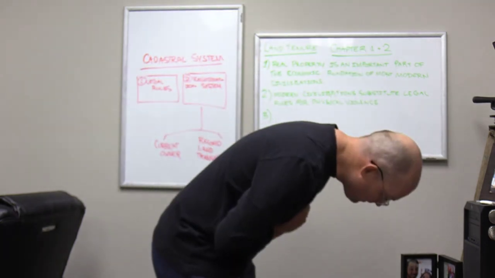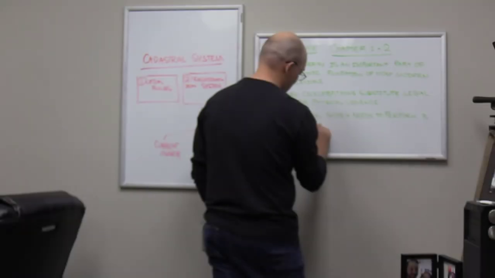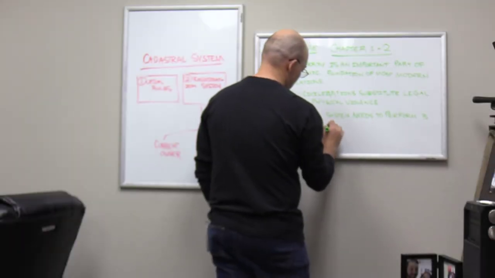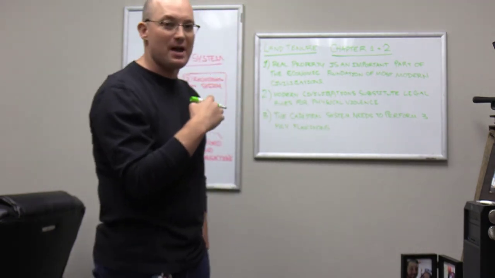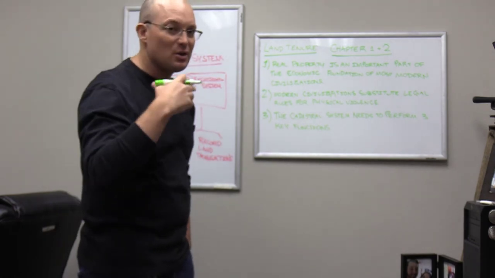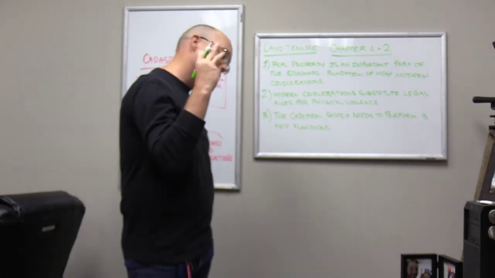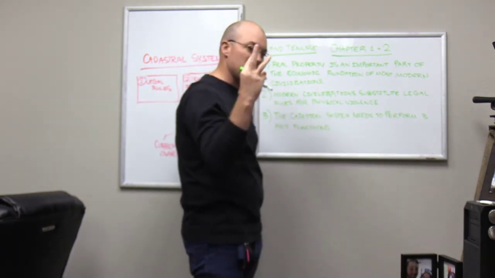from chapter one. Okay, and it has to do with the cadastral system. I should mention as a side note, in this book we're primarily talking about the cadastral system of the United States, but the basic principles that we talk about could apply anywhere in the world. Okay, so third concept of chapter one, the cadastral system needs to perform three key functions.